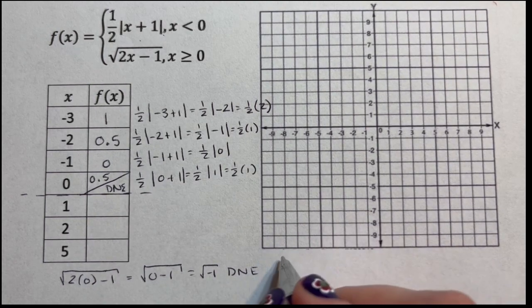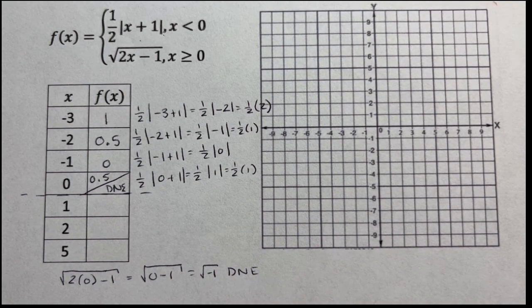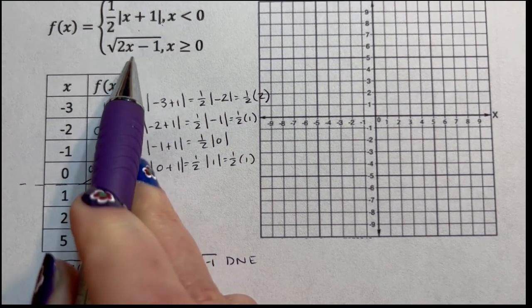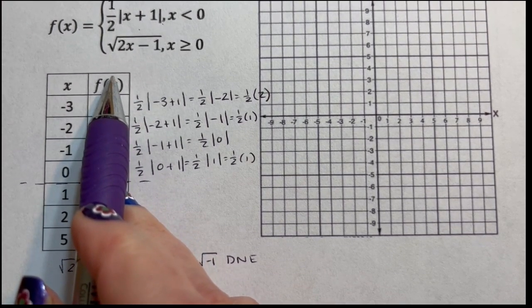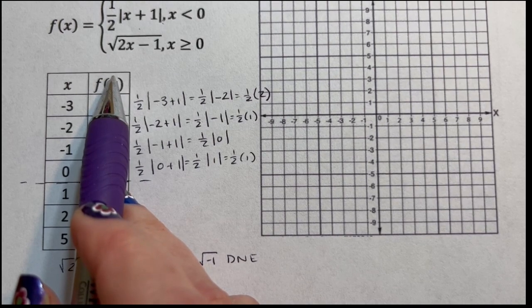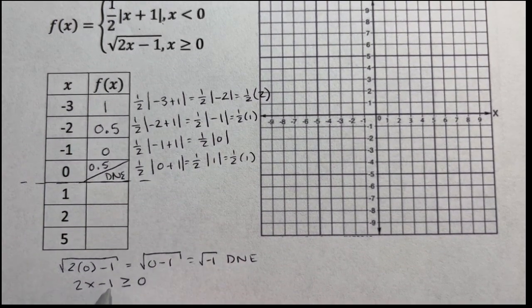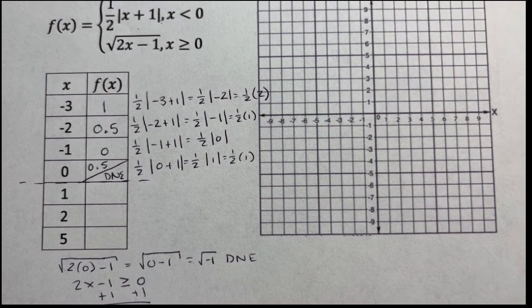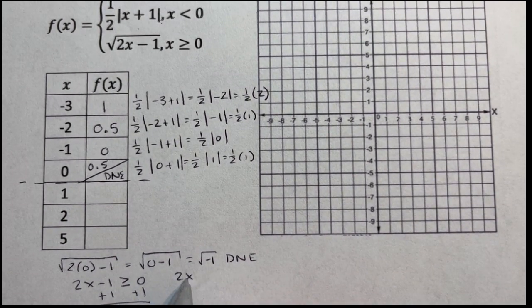The way I figure that out, for the domain, is I take 2x minus 1, and that has to be greater than or equal to 0. For a square root problem, whatever is underneath the square root has to be greater than or equal to 0. I'm going to add 1 to both sides. And that tells me that 2x has to be greater than or equal to 1. Divide by 2, and x has to be greater than or equal to 1/2.